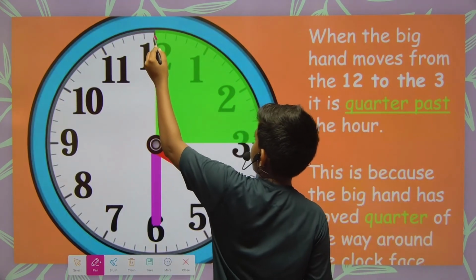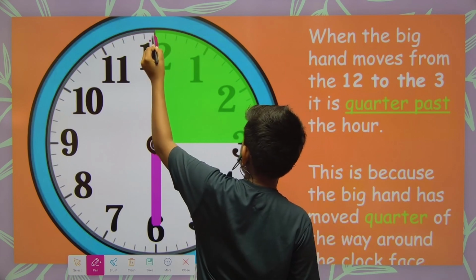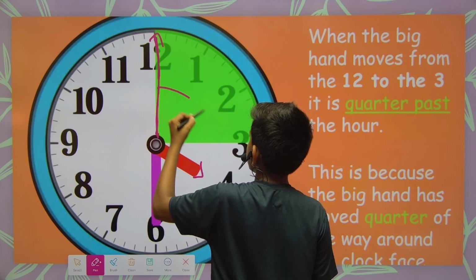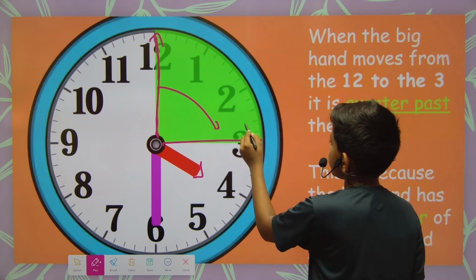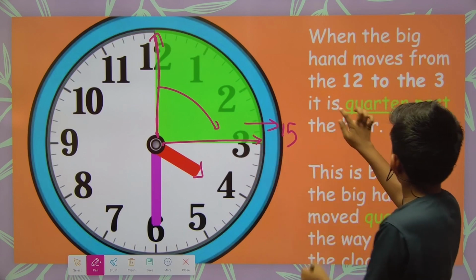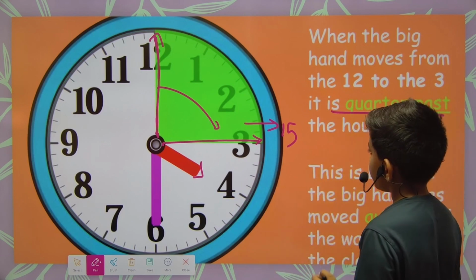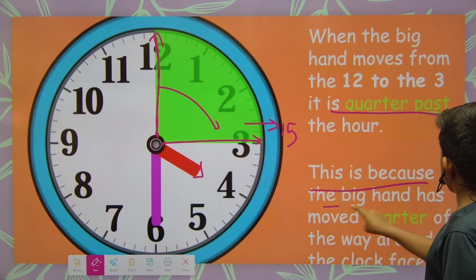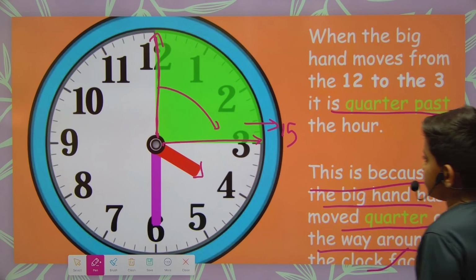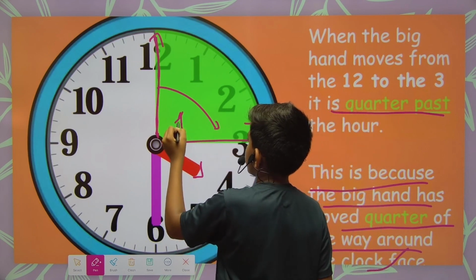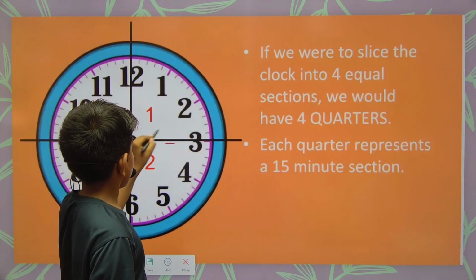Suppose it is 4 o'clock, and the big hand goes from here to here. So it is 15 minutes, or quarter past. While telling the time, we say quarter past. This is because the big hand has moved a quarter of the way around the clock face. It has moved the first quarter, as we saw in the last slide.